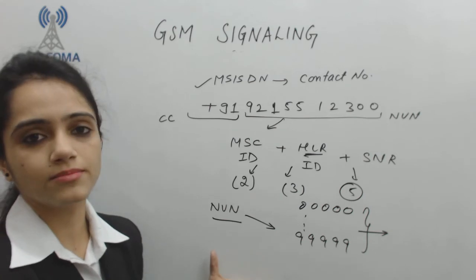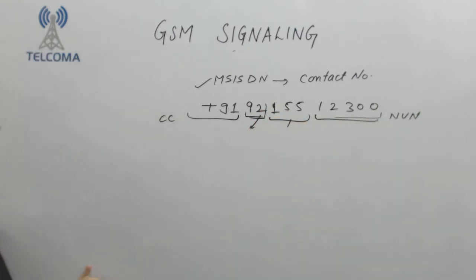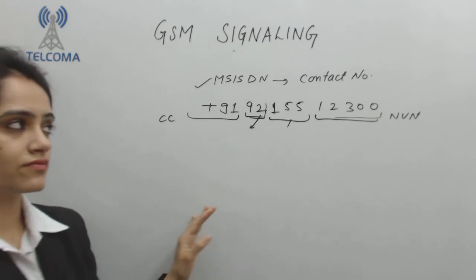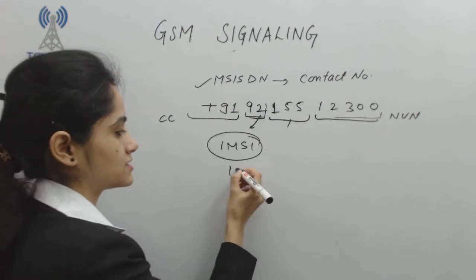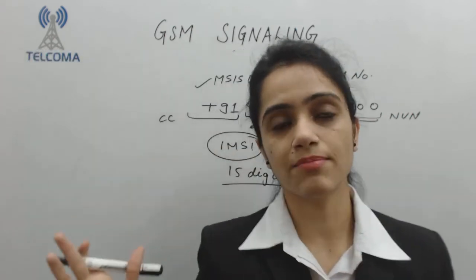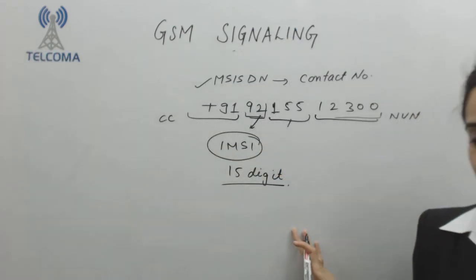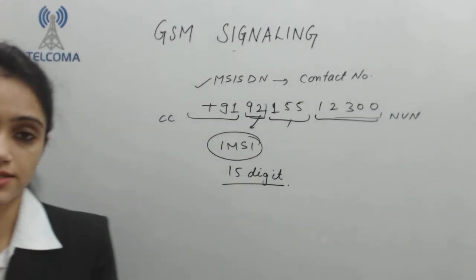That means, of these digits, 92 will be my MSC ID, these will be the HLR and these will be the serial number. So this is the composition of my contact number. But corresponding to this, I will be allocated one IMSI number. Now the IMSI number is 15 digits. Each and every country in the world follows the same pattern, that your IMSI should be 15 digits, except South Africa, which uses a 14-digit IMSI.